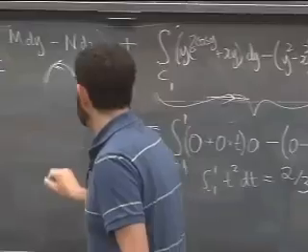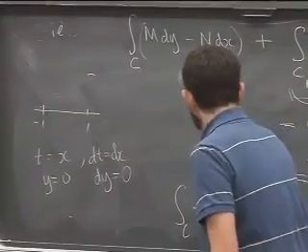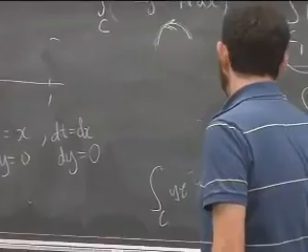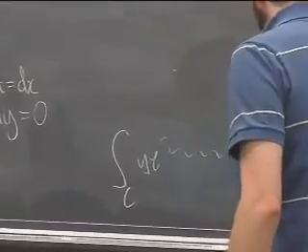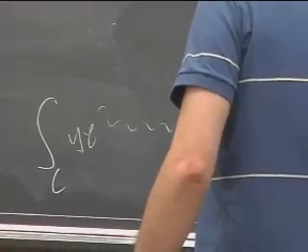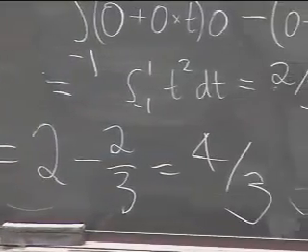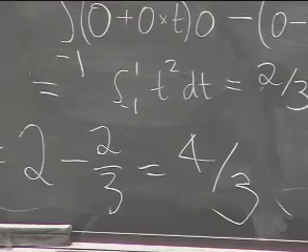So the integral we want, y e to the blah, blah, blah, the integral we want equals 2 minus 2/3, which is 4/3. And that's the answer. Tricky stuff. Tricky stuff. Okay?